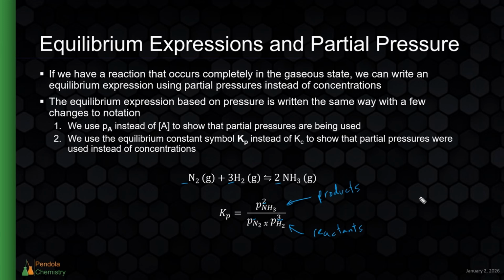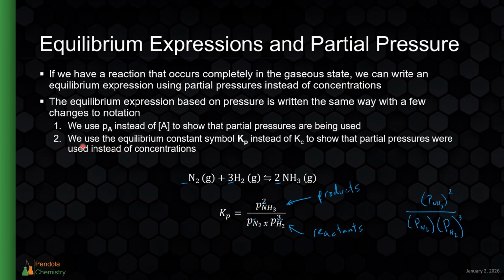This can be written a few different ways. Another way to write this would have been to say P NH3 and then use parentheses to the second power. I prefer this a little cleaner, but it doesn't really matter which way that you choose to show, as long as you're using that P instead of the brackets. So we could have done like this as well. This is my preferred way of showing it just because the parentheses kind of make it cleaner, but this would totally work as well.